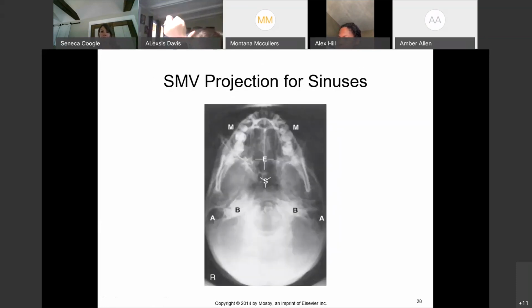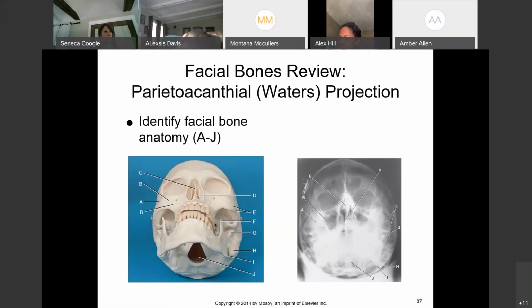Here's your SMV projection for sinuses. Guess what? You probably won't have to learn a whole lot more for this one than you did for the skull. I want to say the CR placement's about the same. So you're in luck. You don't have to relearn this one. But you can see on this one really well the A. Those are the air cells of the mastoid process here. You can see the maxillary, ethmoid, sphenoid. Just skipping through my orbit.